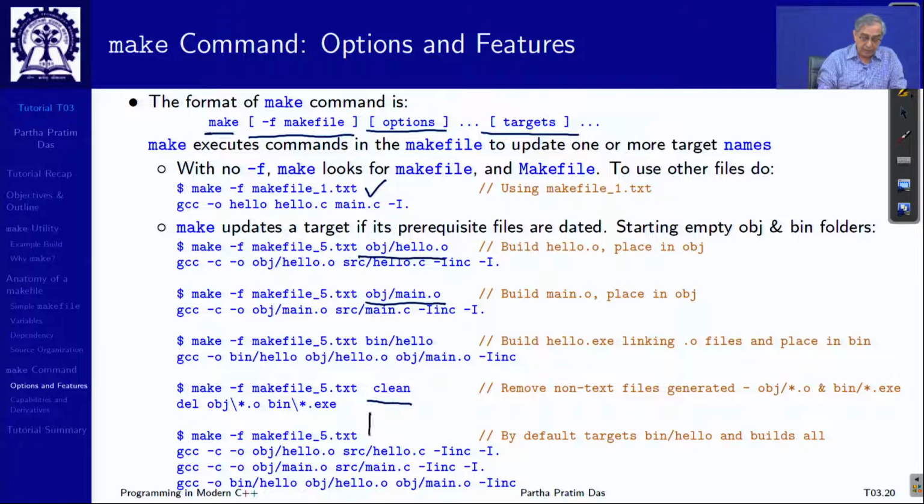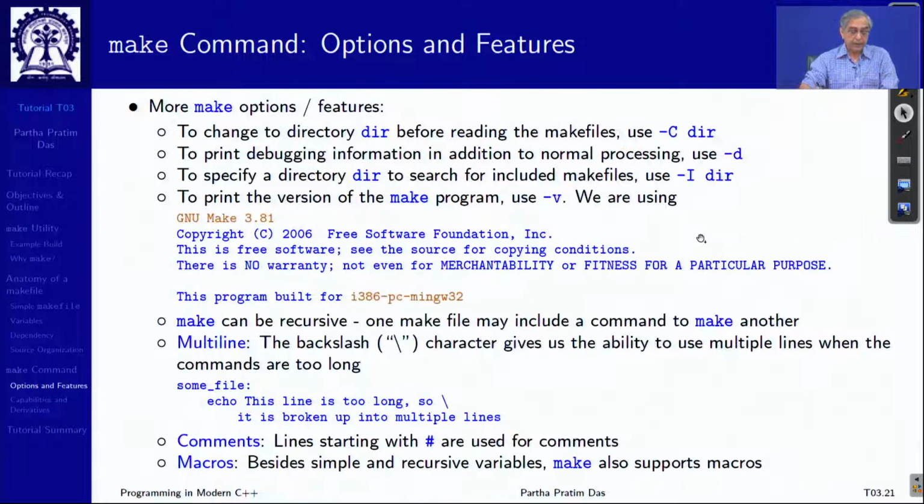And if I do not give a target, then it does all according to the dependency, it does the different .o files and then links them to the final executable. So, that is the basic process. There are other options, like you can set the directory, you can put the make debugging information, you can have include directory and so on. All these are listed here, and if your make command is too long, you can continue it with a backslash and go to the next line.